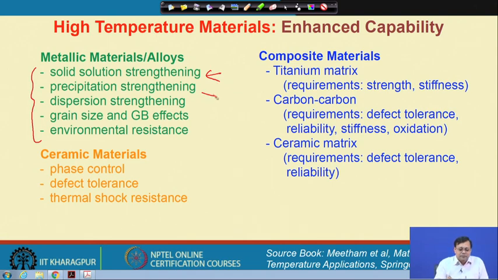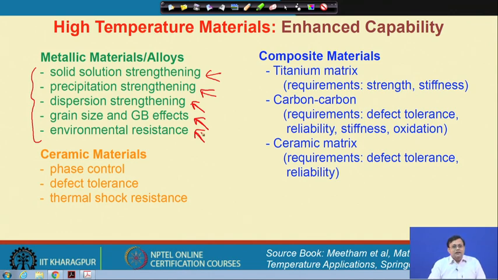In precipitation hardening, the precipitate acts as an obstacle for dislocation movement and increases the strength. Dispersion hardening is used where precipitates get dissolved at higher temperature; dispersion strengthening is done using some second phase oxide, nitride or other ceramic particle in a metal matrix. Then there could be effects from the grain size, grain boundary and environmental resistance.